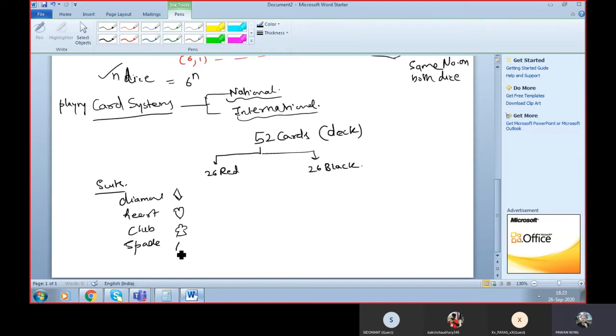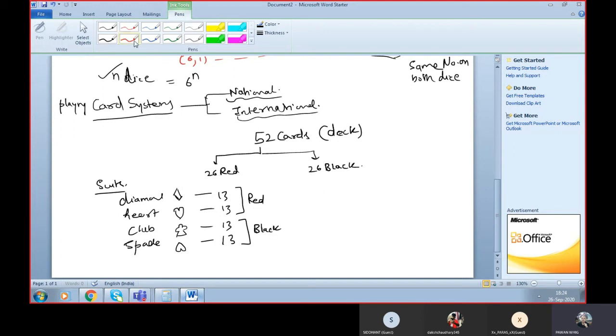And this is a spade, which is what we call the hukam in Hindi. So these are 13 in number. These all are 13 each in number. And out of this, you must remember the diamond and the heart. They are red, and the club and the spade are black in color.